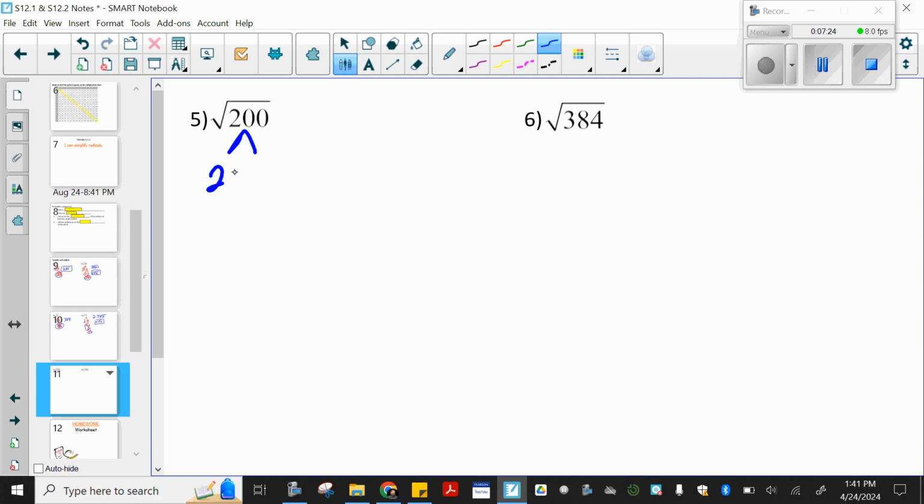200. We're going to have 2 times 100. Look, 100 is really 10 times 10. There's our pair. We know we can get 2 times 5 and 2 times 5, but we know this is going to go on the outside. 10 on the outside, 2 on the inside.